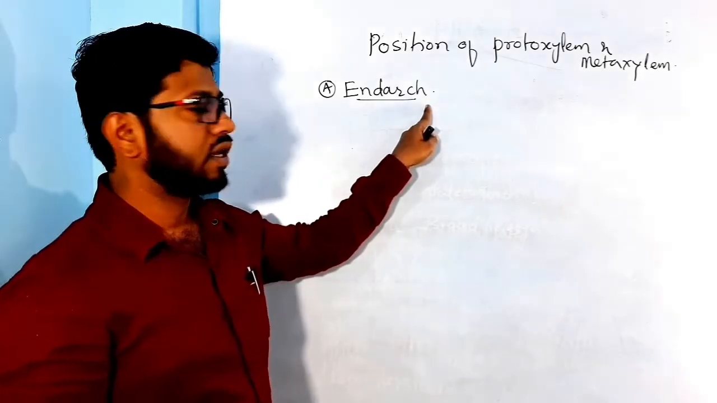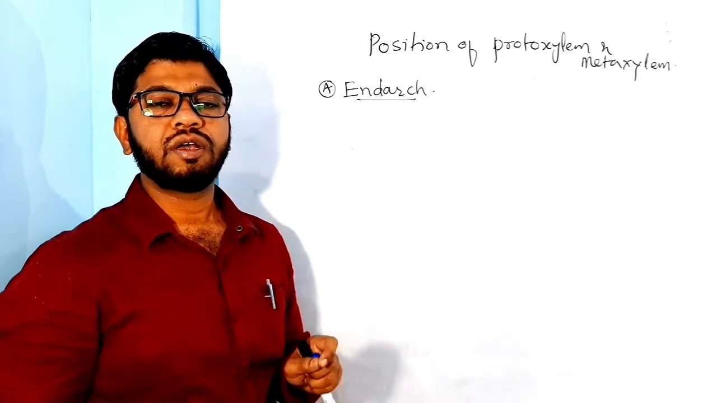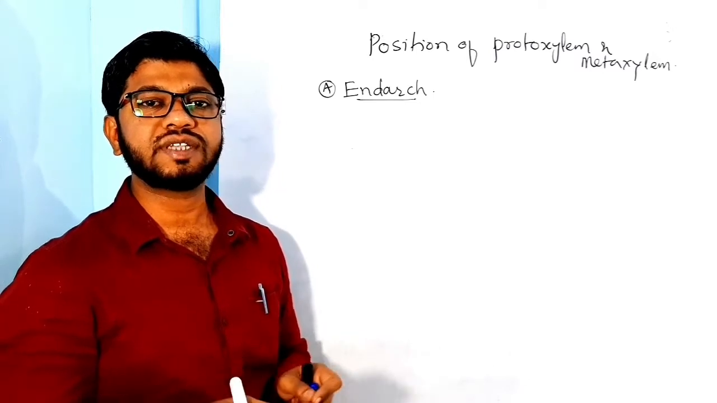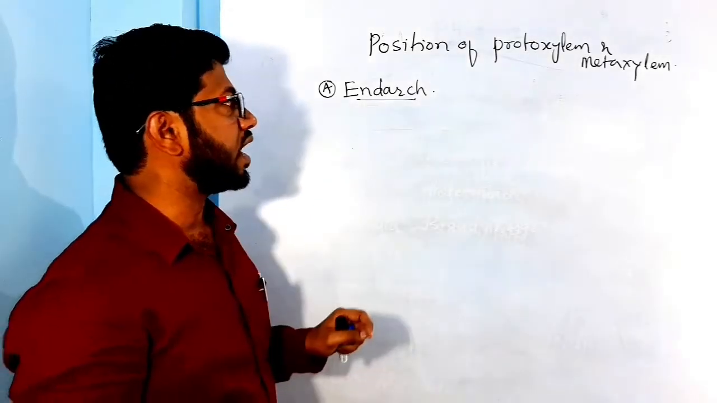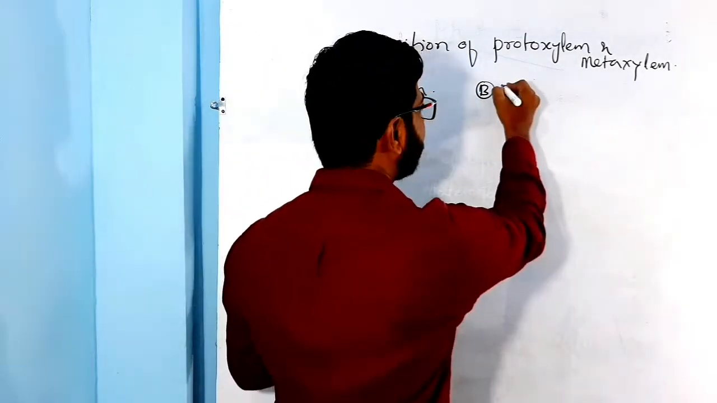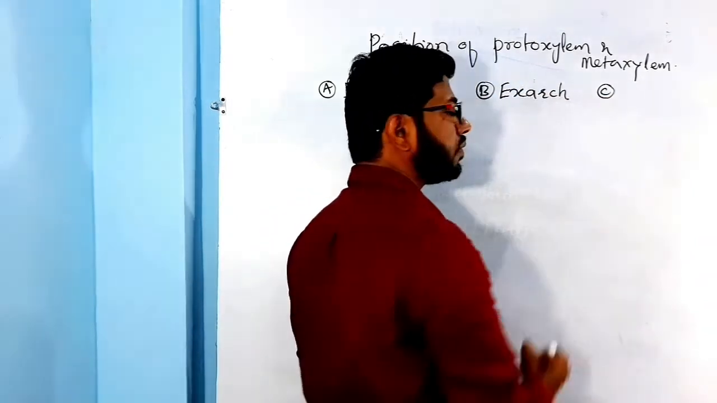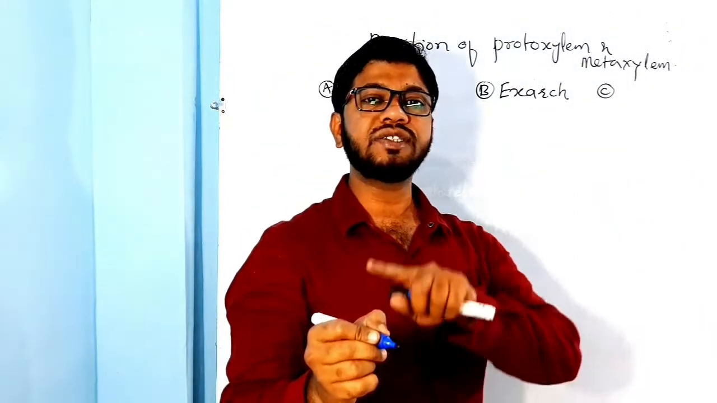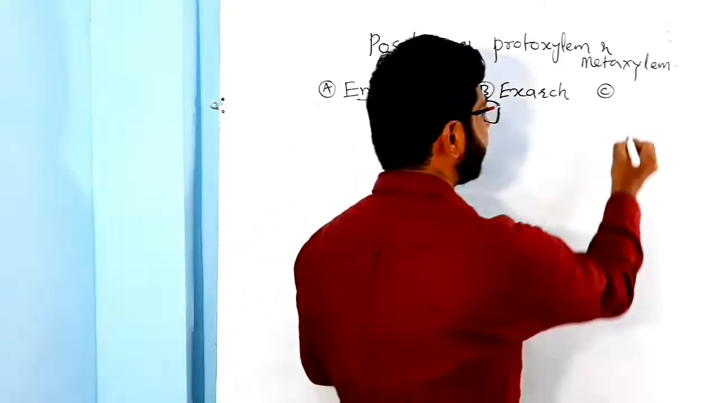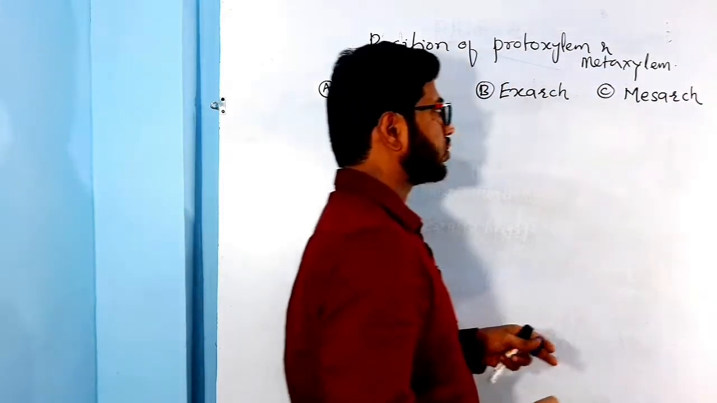So these terms like endarch, exarch and mesarch are developed on the reference of protoxylem. If protoxylem is facing towards the center, then it is called endarch. If protoxylem is facing towards the periphery, then vascular bundles are called exarch. If protoxylem is at the center and it is completely surrounded by metaxylem, then this type of arrangement is known as mesarch arrangement.